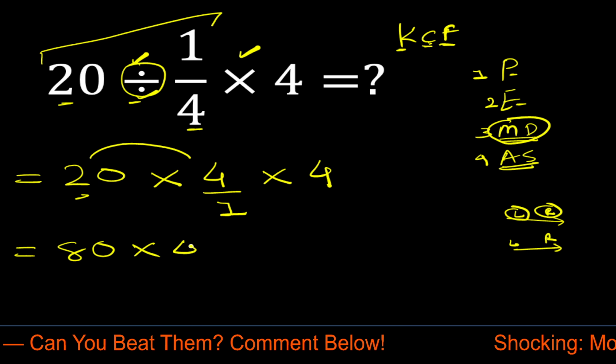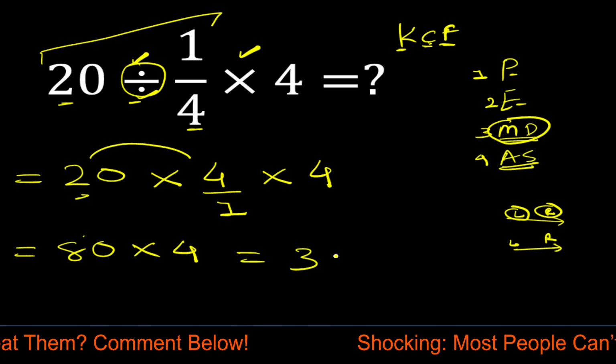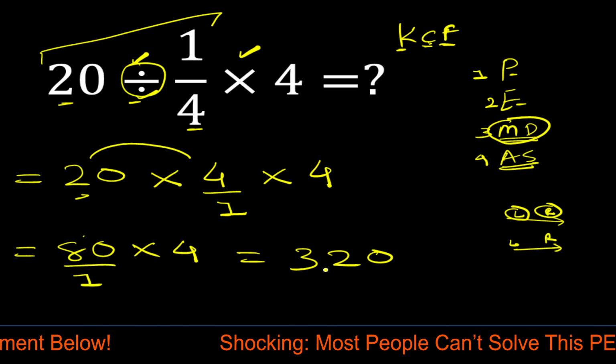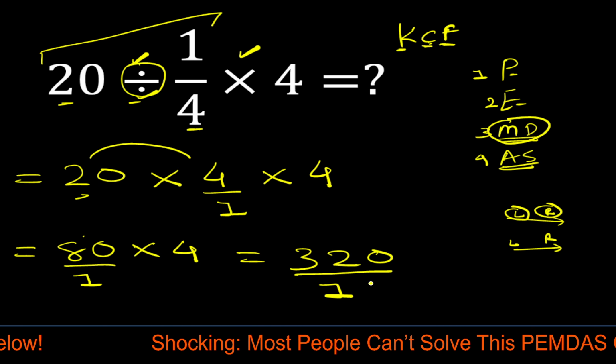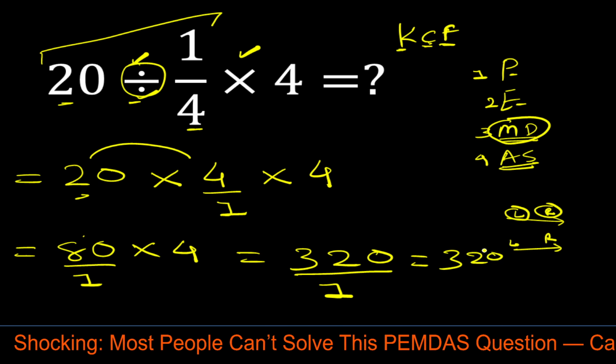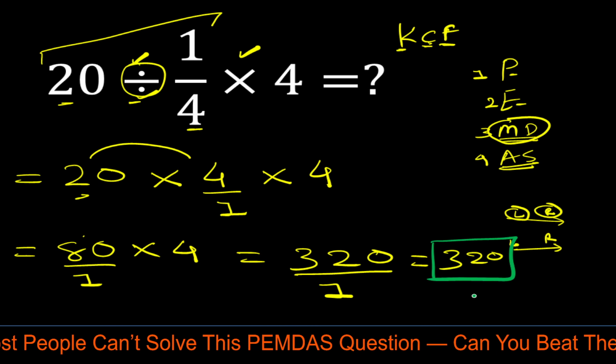times 4. So now 80 times 4 is equal to 320, right? 80 upon 1, so 320 upon 1, right? So now 320 upon 1 is equal to 320. So the correct answer is 320, right?